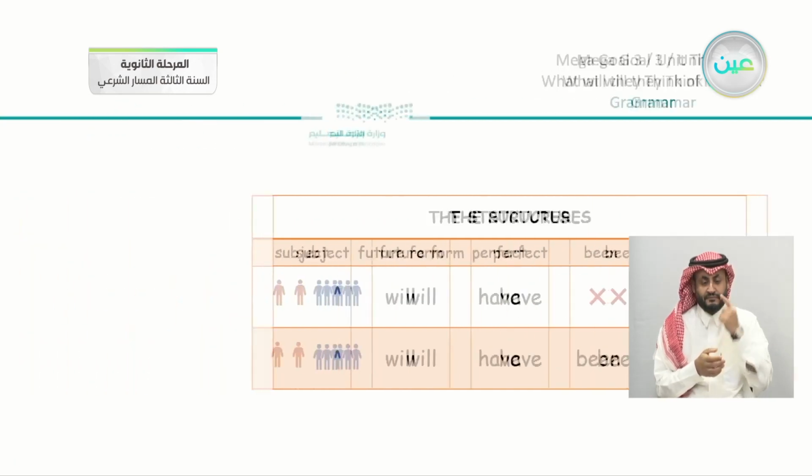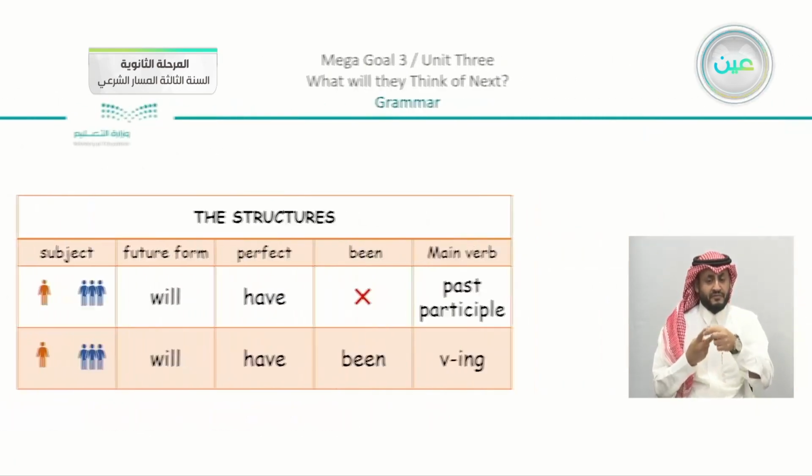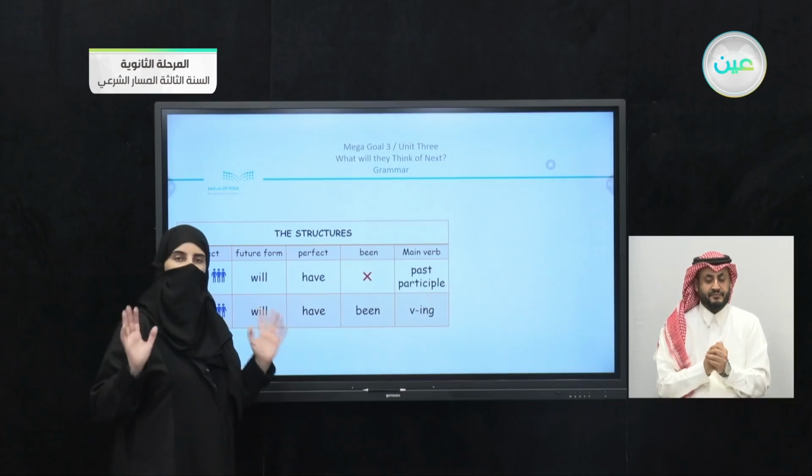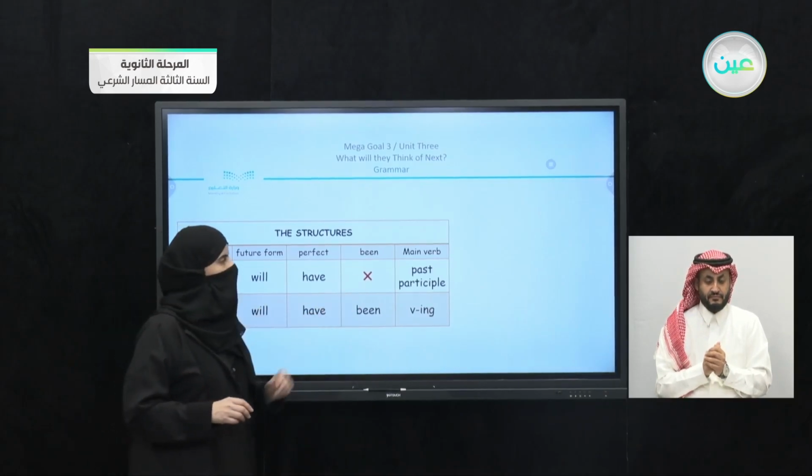So these are the two structures that we talked about, just to go back to them again. We have here either they are singular or plural. You're going to use will, you're going to use have, but if you have been in the sentence, you apply ing with the verb, and if not, simple, we have the perfect simple, you're going to use the past participle.